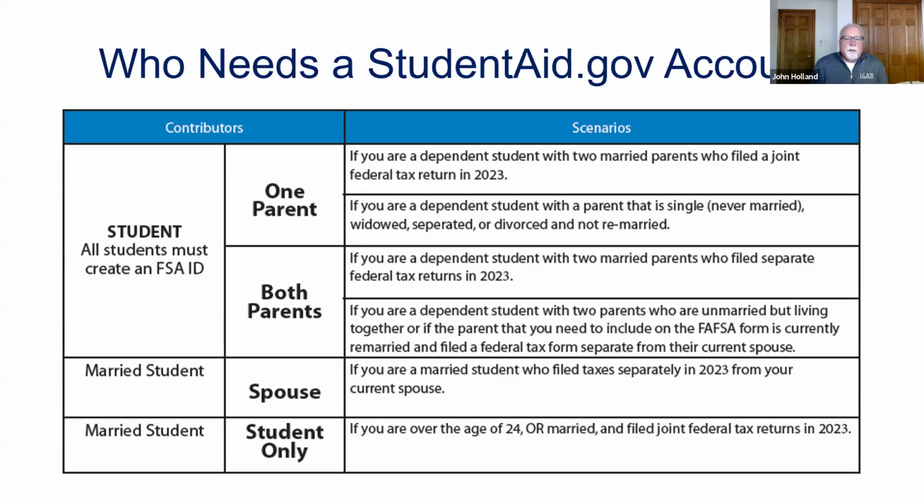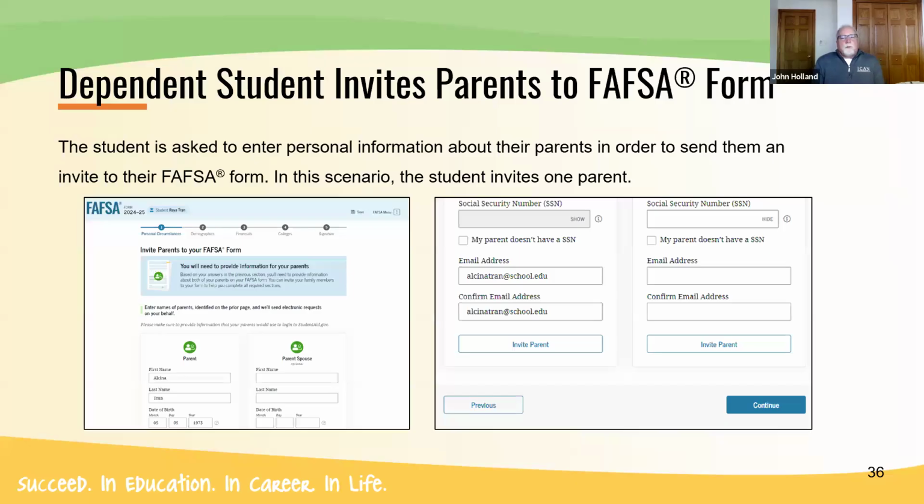I will mention also that if the parent already has a studentaid.gov account, maybe they filled out a financial aid application a few years ago for another student, maybe they filled one out for themselves, or maybe the parent owes student loans, then their studentaid.gov account stays the same. So they wouldn't need to create another one, they would just use the one that they already have. So when the student goes into their section and completes the student section, then the student will be inviting the parents to the FAFSA form. So this is what it looks like, how they do that.